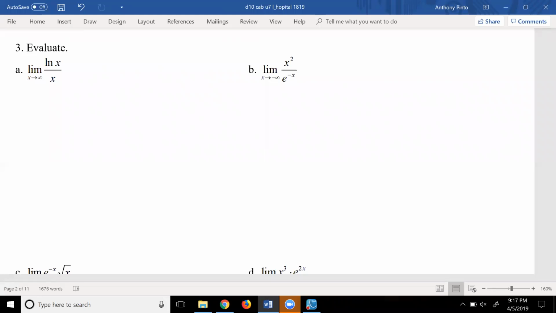So for these last 4 problems that I have for us, for A, same situation, we're going to plug in infinity. So the natural log of infinity, you should know that the natural log graph is constantly increasing. So the natural log of infinity would be infinity, and then x is infinity. So we have infinity over infinity. This is a situation where L'Hopital's applies again.